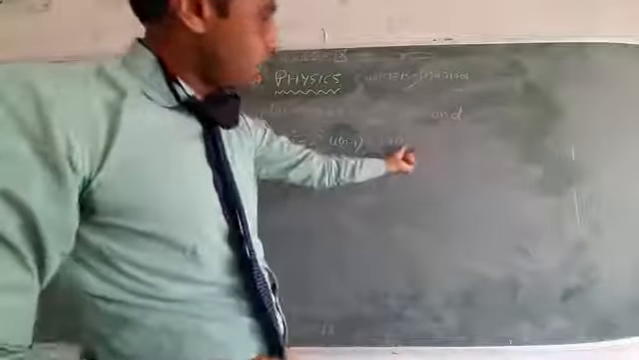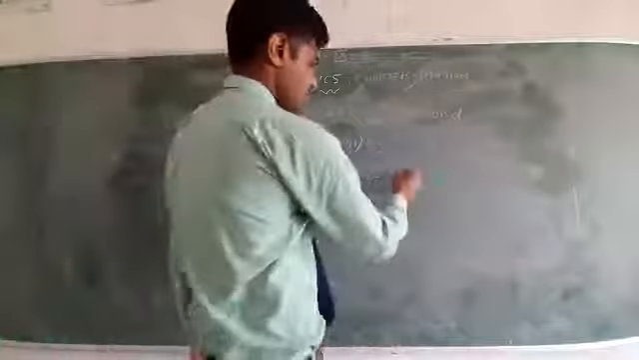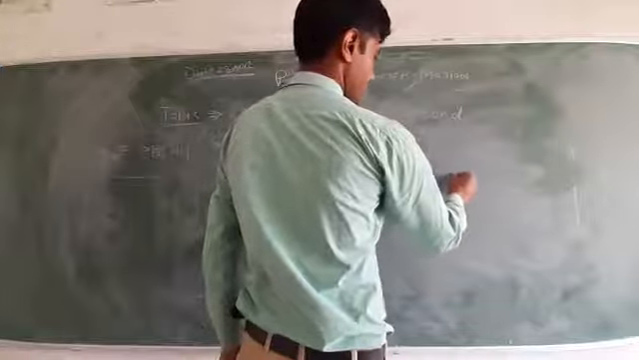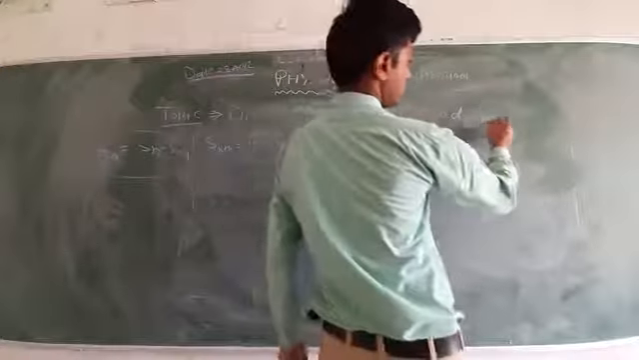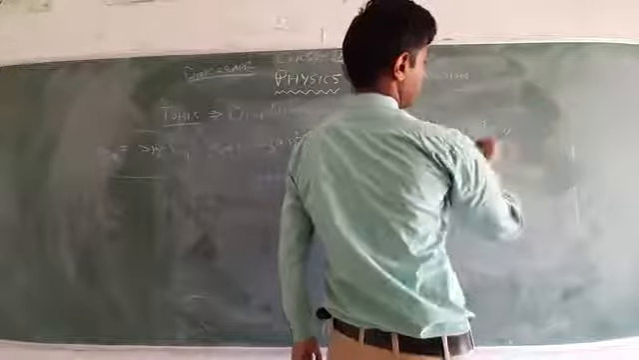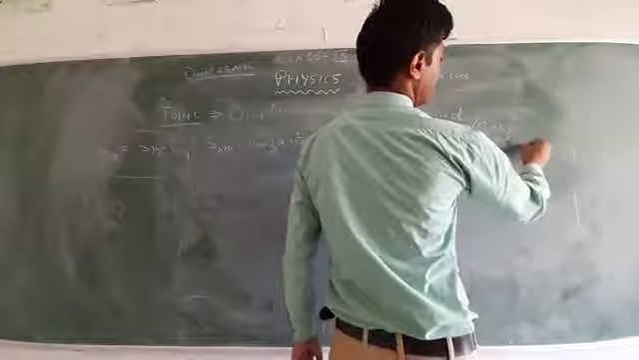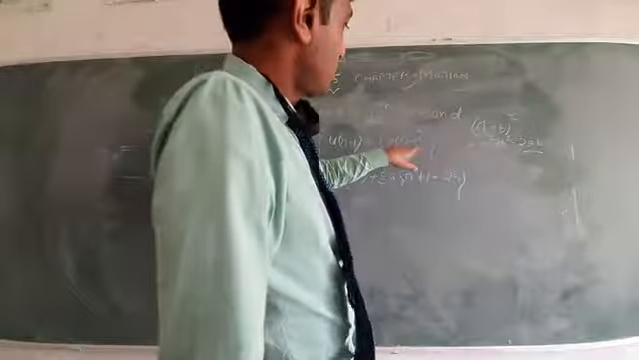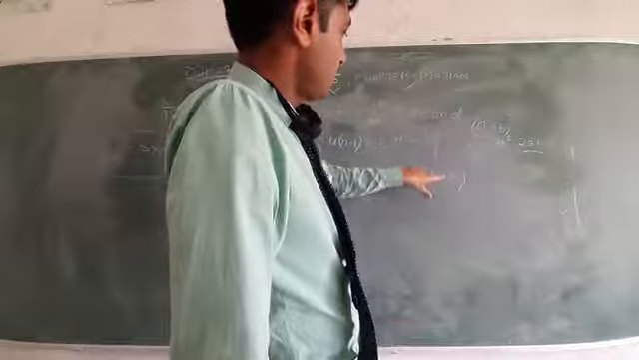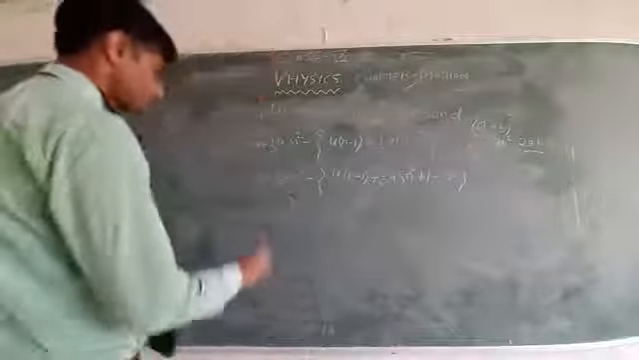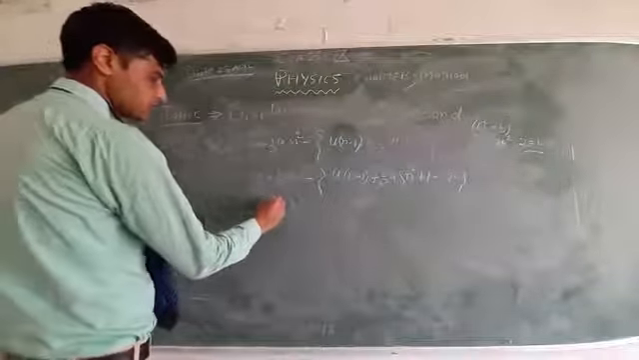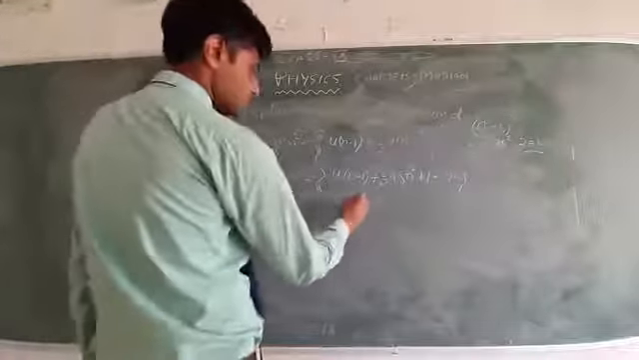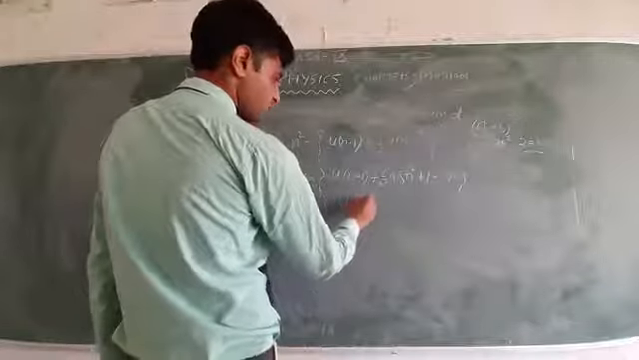This is the formula of (a minus b) whole square. So this is given as n square plus 1 square minus 2n. We know the formula (a minus b) whole square is a square plus b square minus 2ab. Here a is equal to n and b is equal to 1. So n square plus 1 minus 2n.